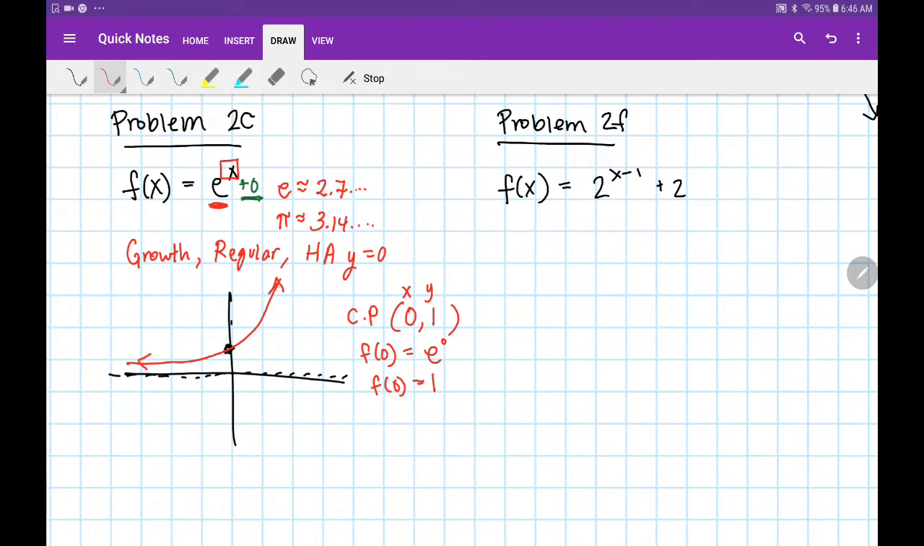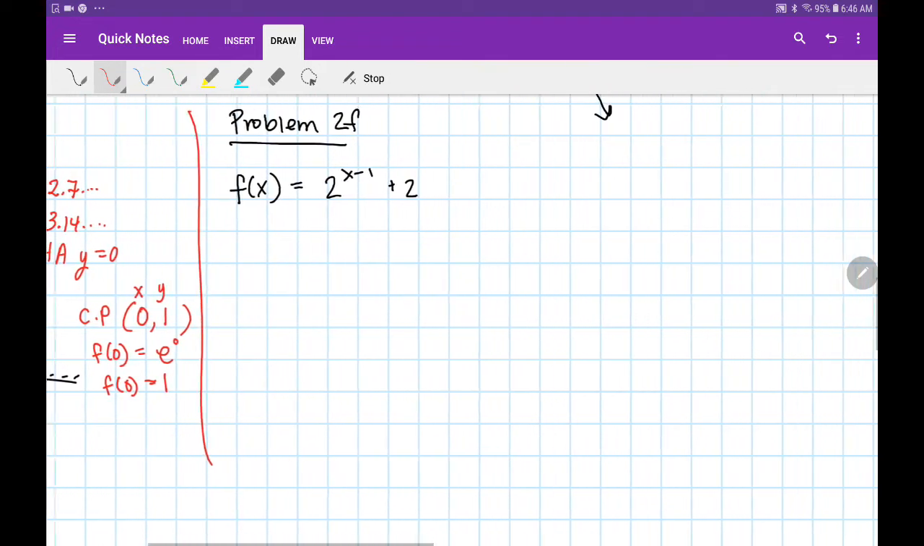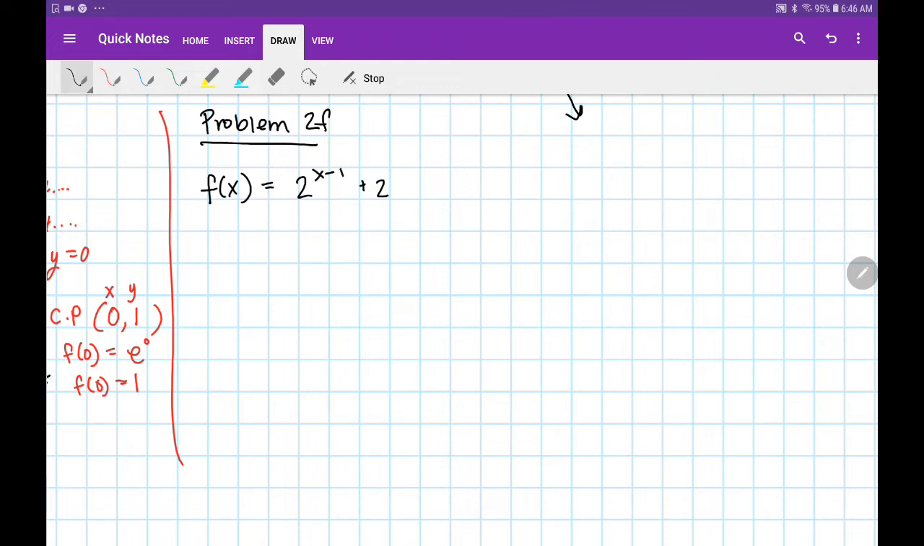Okay, next. Beyond that, you don't need to be any more specific. You just need one point. Let's do 2f. Okay, let's identify growth or decay, regular or flipped, horizontal asymptote, and then we'll do a critical point. So, is it growth or decay? Is it regular or flipped? What's the horizontal asymptote? And then we'll do a critical point.